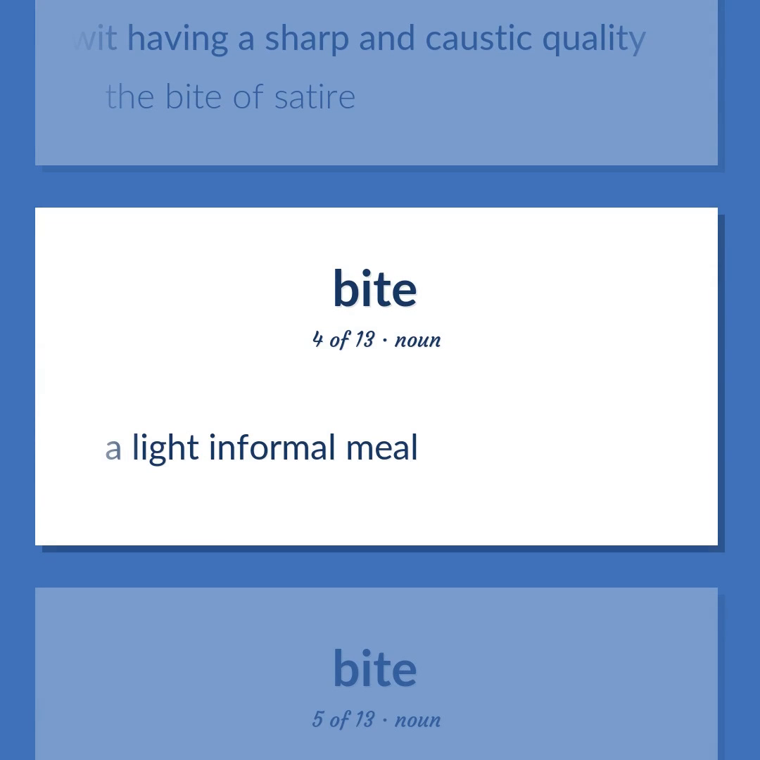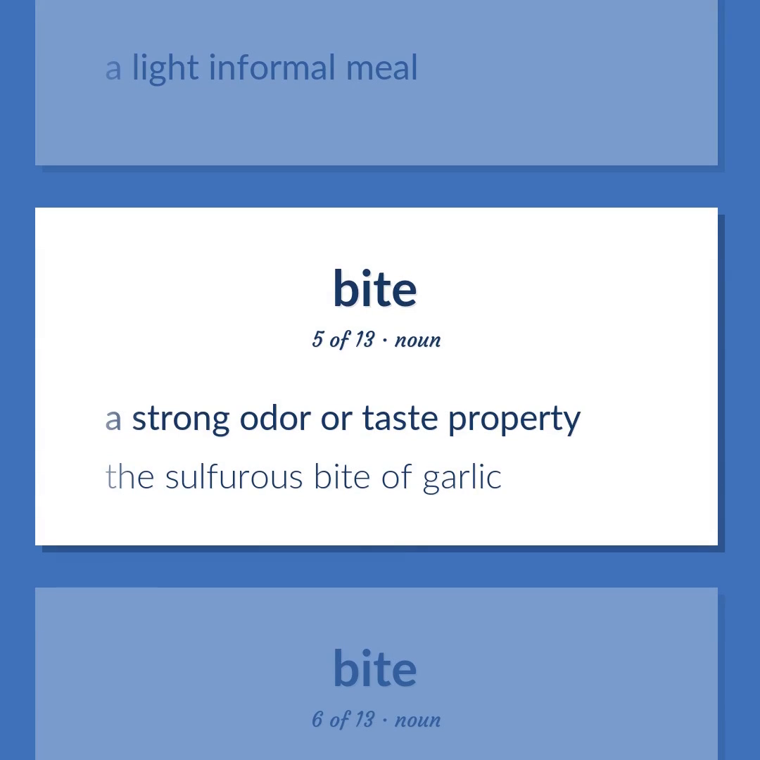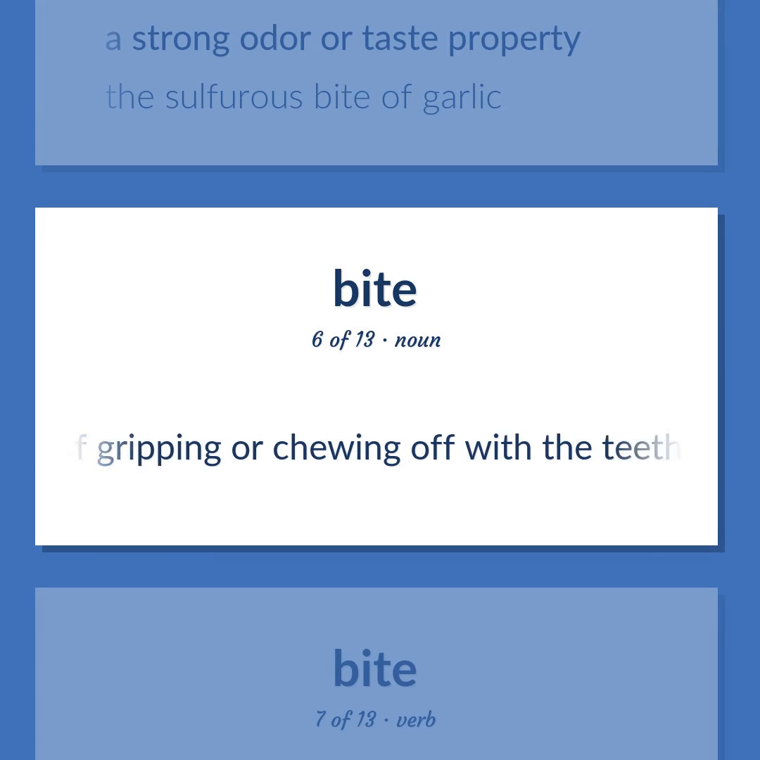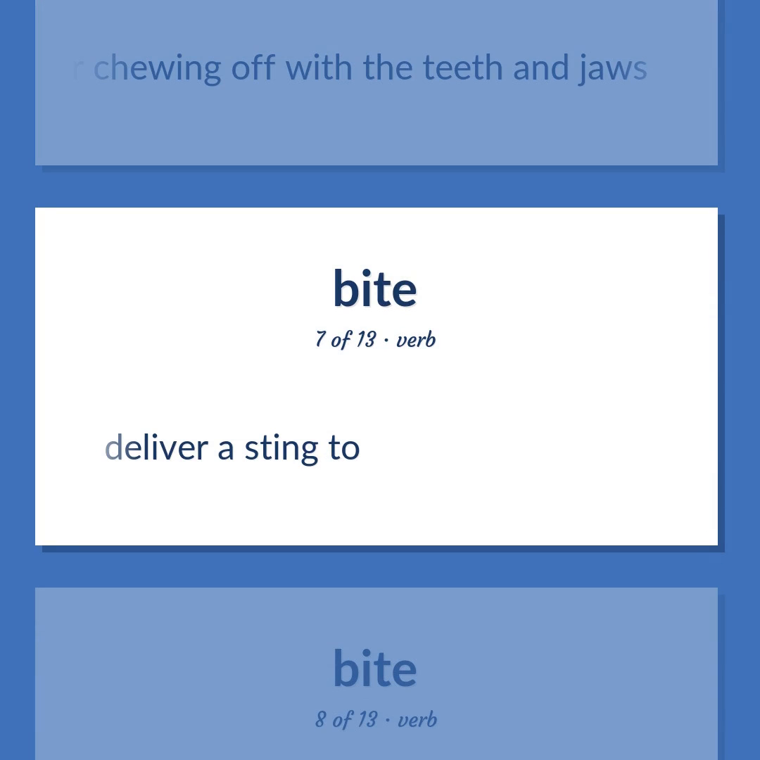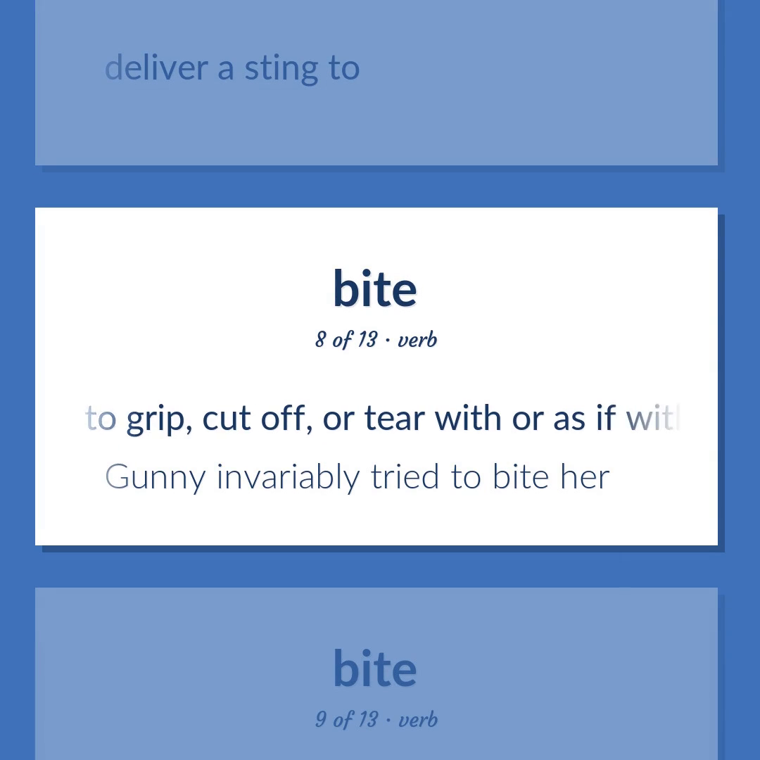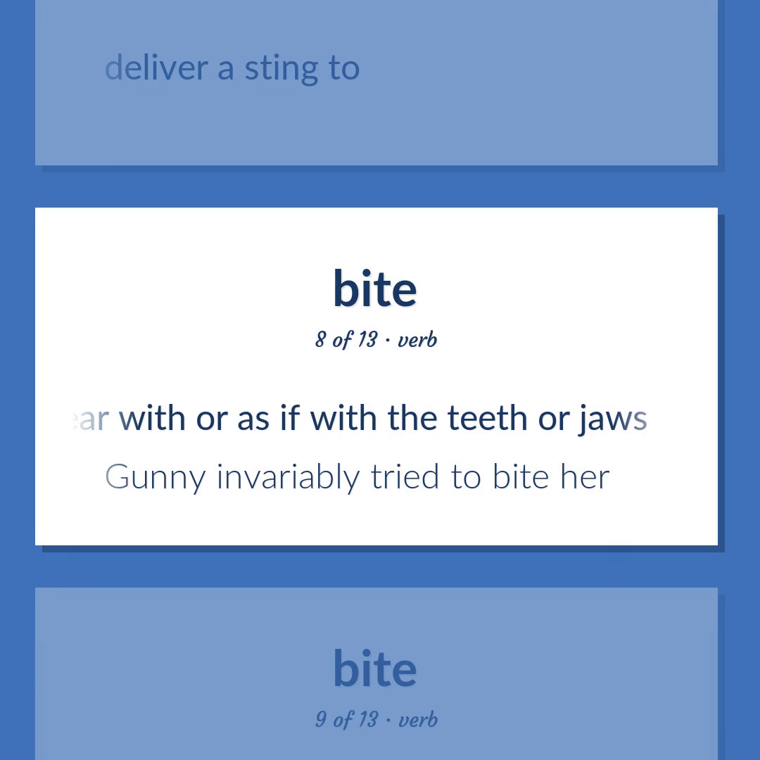A light informal meal. A strong odor or taste property. The sulfurous bite of garlic. The act of gripping or chewing off with the teeth and jaws. Deliver a sting to. To grip, cut off, or tear with or as if with the teeth or jaws. Gunny invariably tried to bite her.